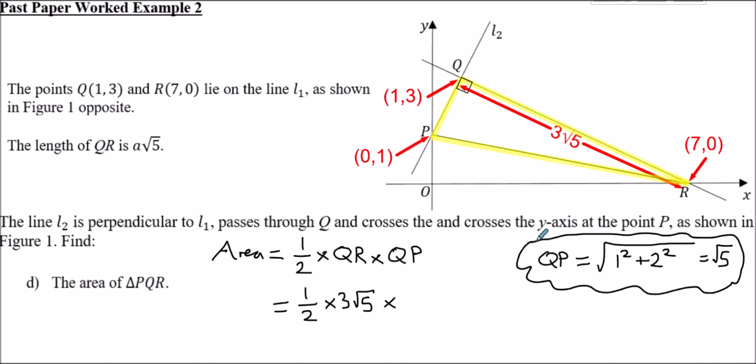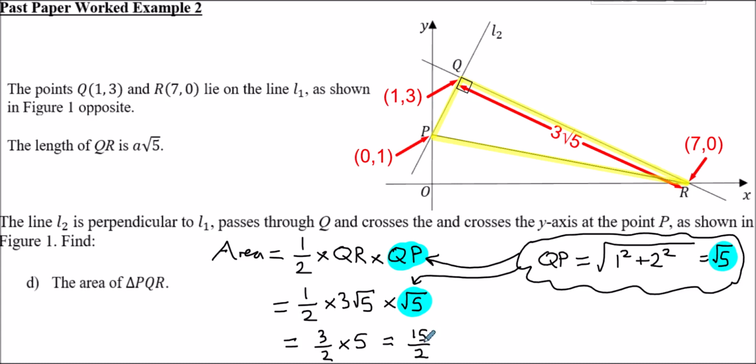So now we know that, we can substitute this in. So QP is root 5, because we've now worked out what QP was. So now, we've got it more or less. We just need to simplify this and neaten up the numbers. So a half multiplied by 3 is 3 halves. Root 5 times another root 5 is just 5. So 3 halves times 5, that's 15 halves.